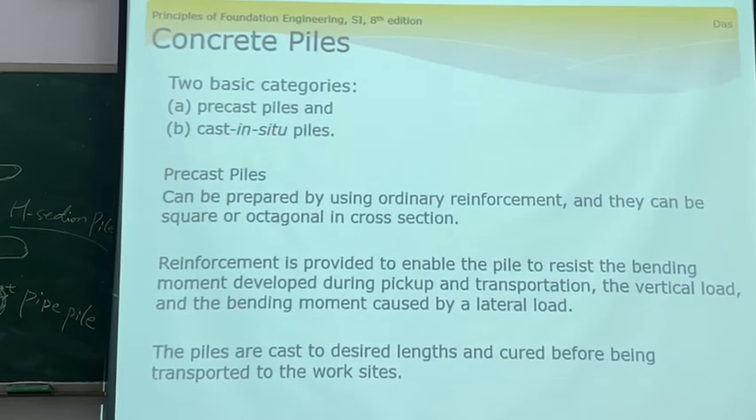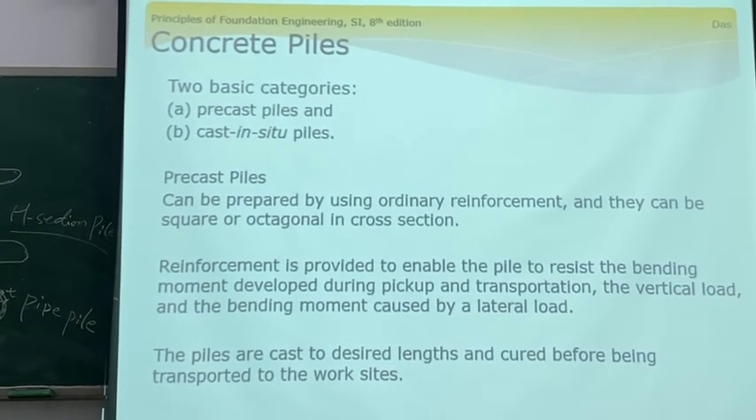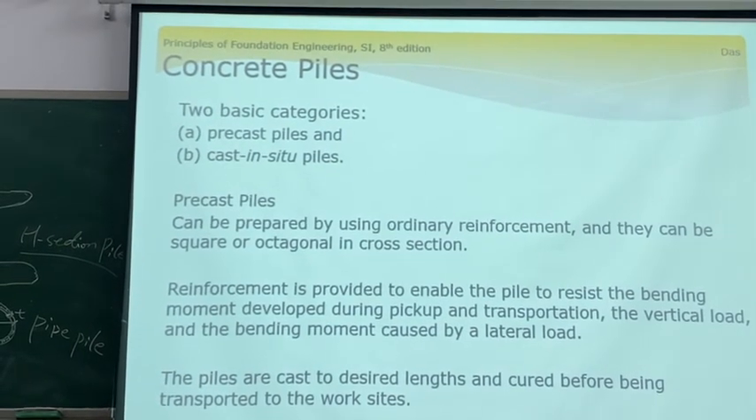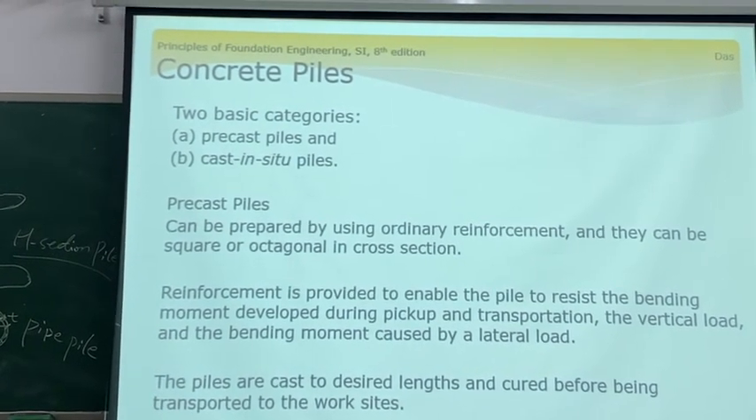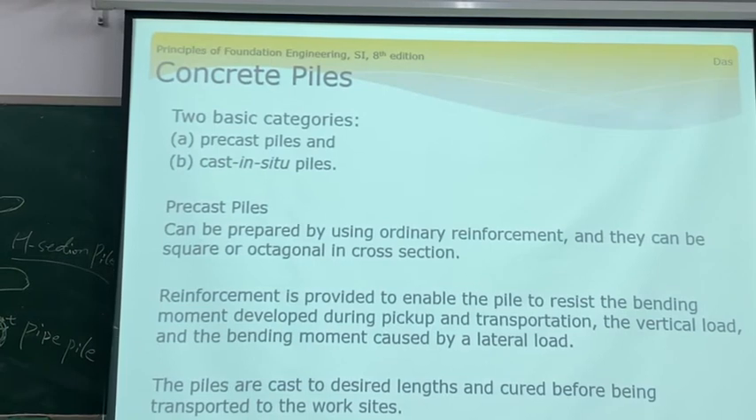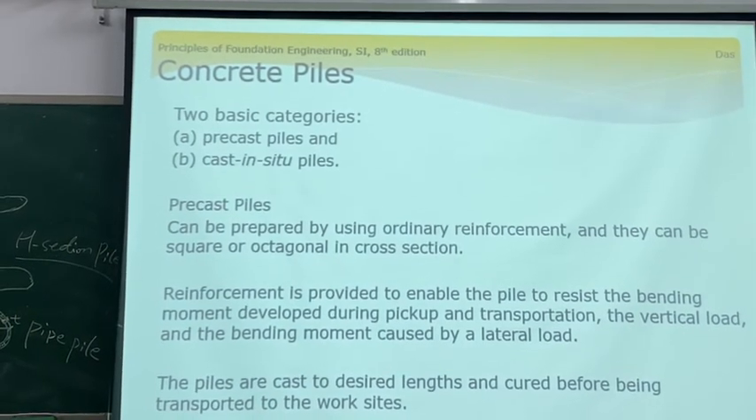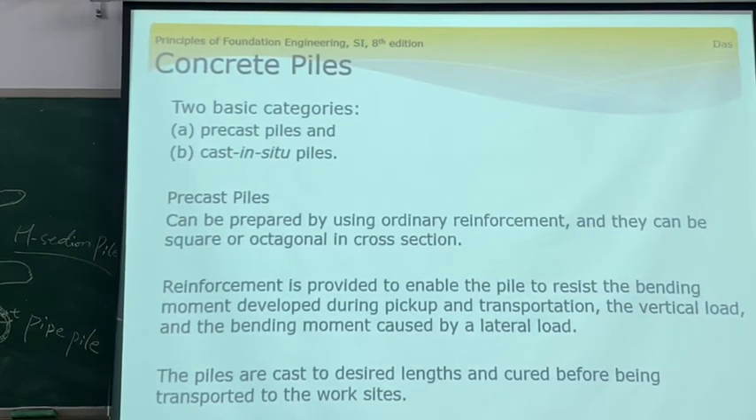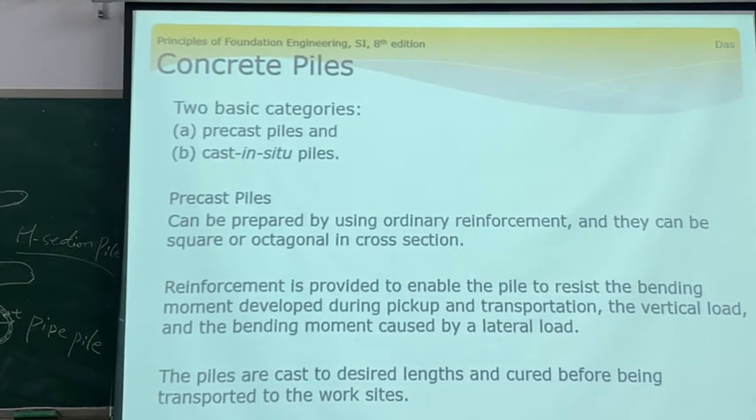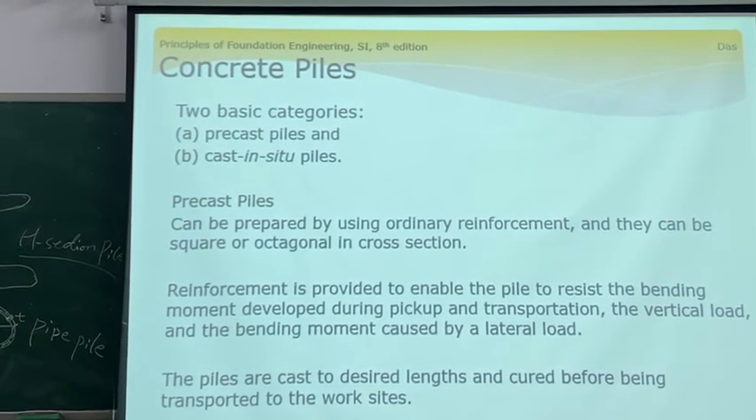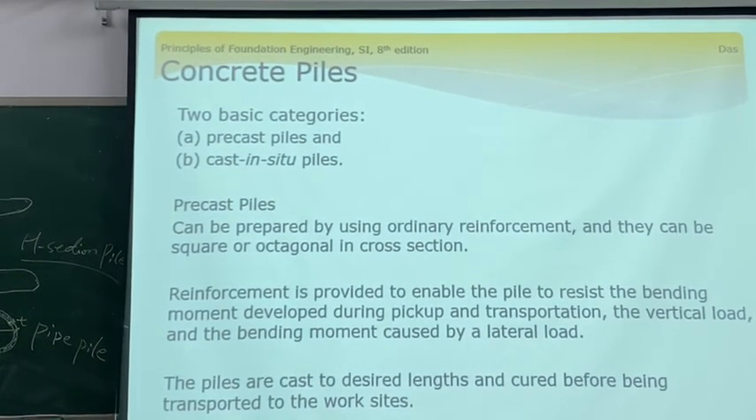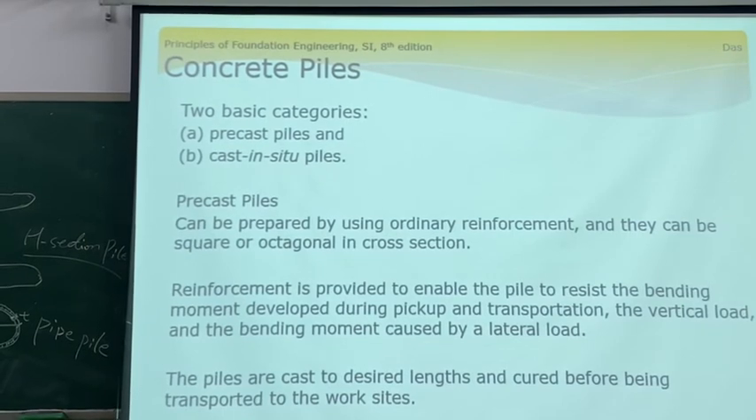For the cast in-situ piles, first of all, we cast a hole in the ground. Then we place the reinforcement, the steel bar, into the hole, and then we fill the concrete into the hole. Then we can finish the pile. So this pile is called a cast in-situ pile.